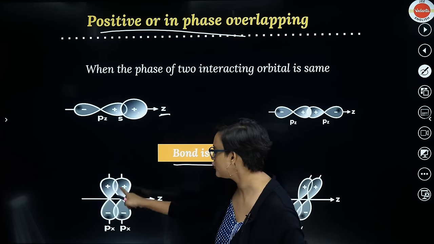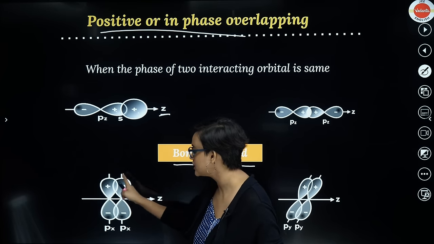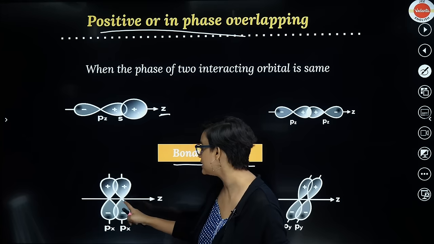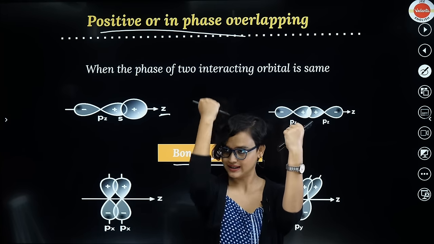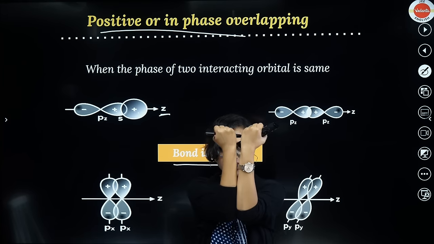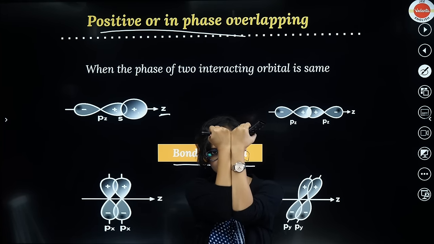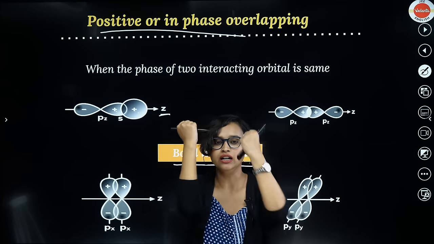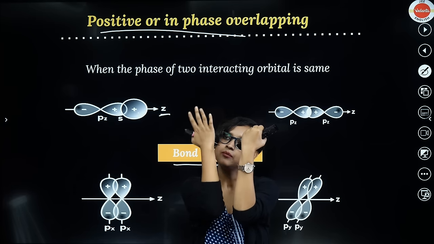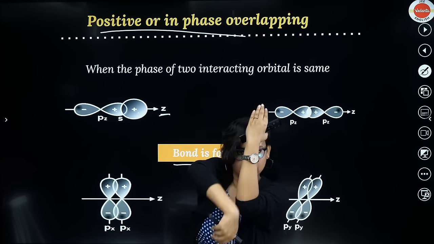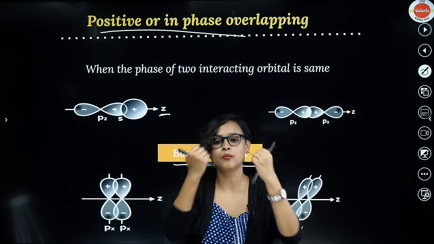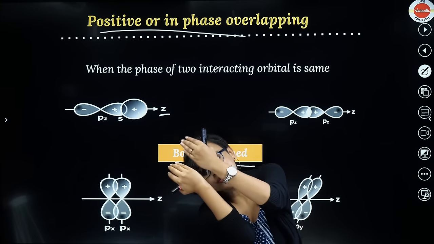Now, see, it can also form this way. This is not coaxial, okay? This is collateral, like this. This is the p, this is the p. They are coming together. Here, see, the overlapping is less, right? But here, what can happen? It can go like this. Yes, overlapping is more. Here the overlapping is less, but positive, positive. If it is like this, then bond is not forming. If it is like this, a bond can form.